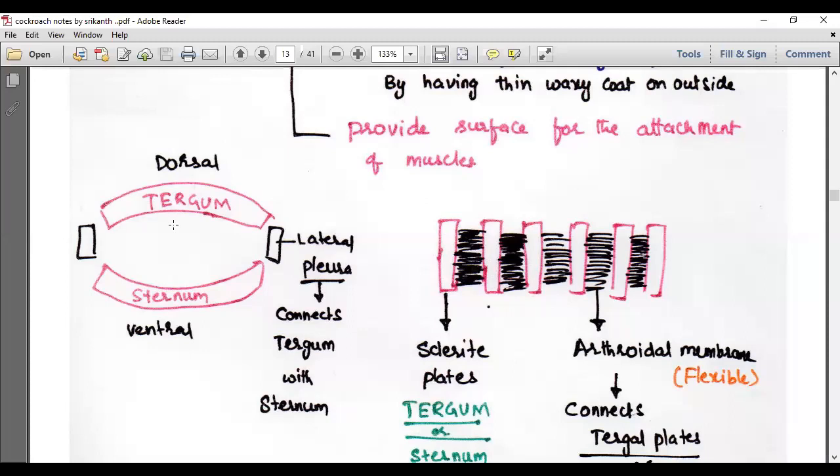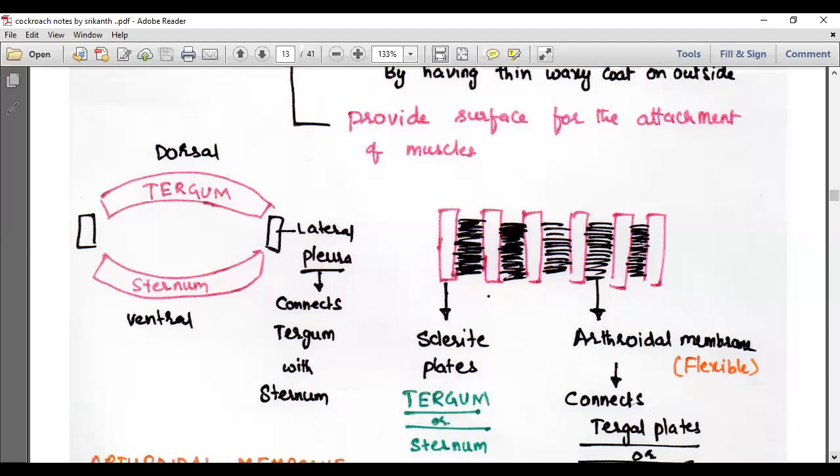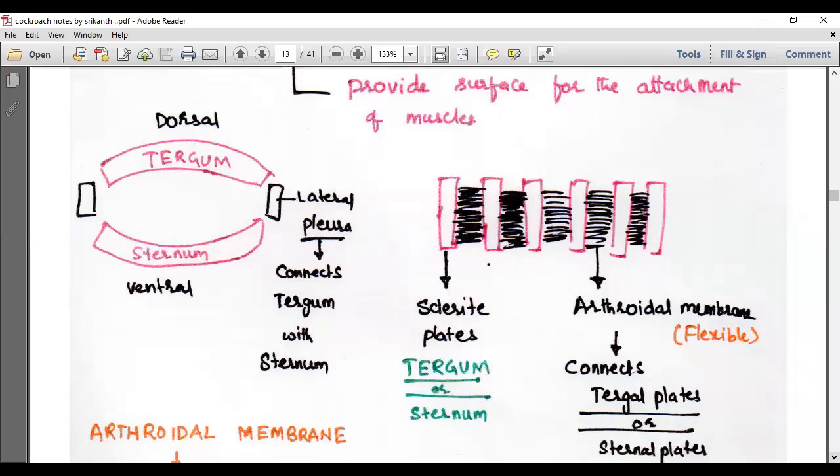Got my point here? And what are scleroids? Scleroids are the hardest plates. Then which particular layer of the cuticle is responsible for their hardness? Exocuticle. These things are to be remembered. And what is the function of pleura? Pleura connects the tergum with sternum.